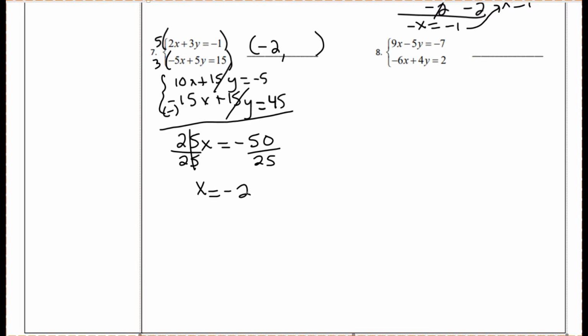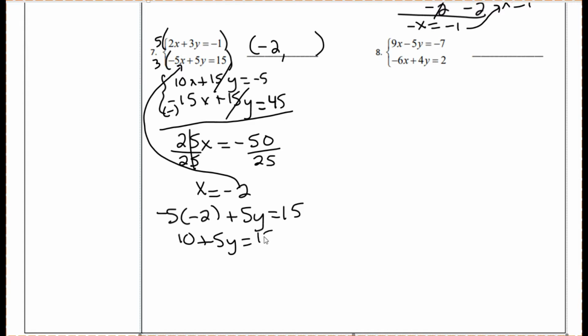And now we're going to plug it into any one of the equations. This time I'll plug it into the second equation. So we have negative 5 times negative 2 plus 5y is equal to 15. Negative 5 times negative 2 is 10. Subtract the 10 on both sides. 5y is equal to 5, which means y is 1.